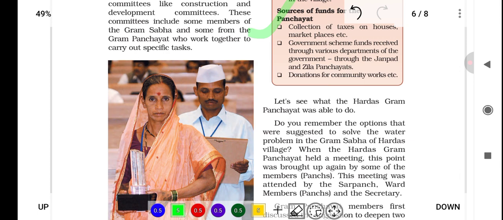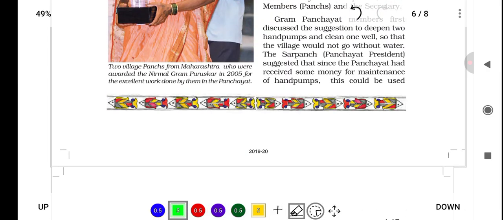So let's see what the Hardas Gram Panchayat was able to do. Do you remember the options that were suggested to solve the water problem in the Gram Sabha of Hardas village? When the Hardas Gram Panchayat held a meeting, this point was brought up again by some of the members, that is Panchs. This meeting was attended by the Sarpanch, ward members, Panchs, and the secretary. Okay, what is this picture of the lady?